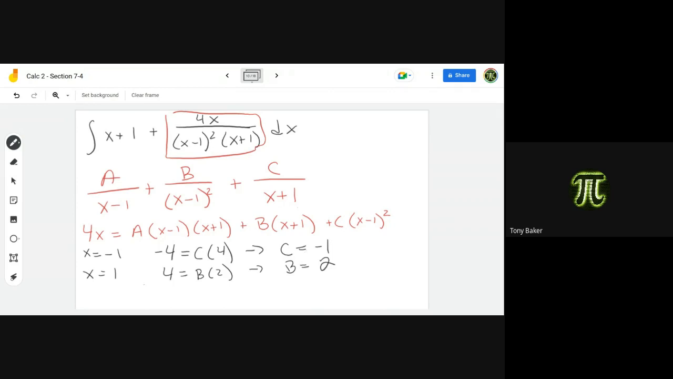Give me another number to plug in. So we don't have another answer that's easy to plug in, right? You can technically plug in any number you want. It doesn't have to be ones that cancel stuff out. Canceling stuff out makes my life easier, but you don't need to do that. So what's another really easy number to use? Let's use 0. So this side's going to be 0. This side's going to be A times -1 plus B plus C.